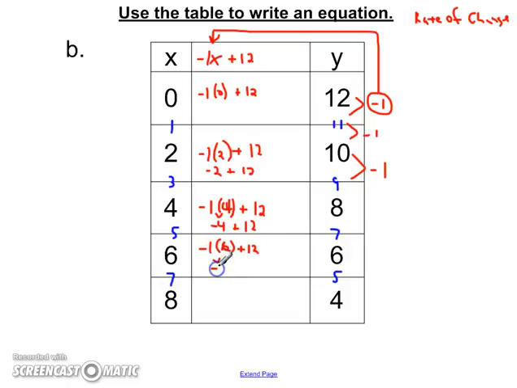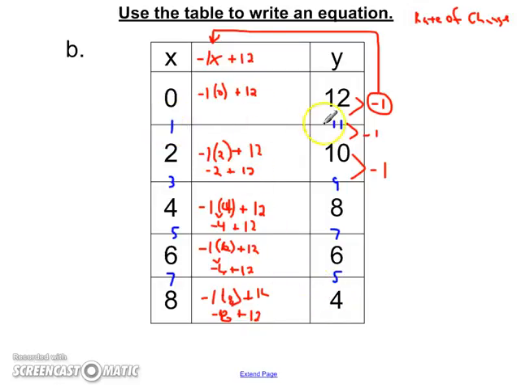Well, this would be negative 6. Is negative 6 plus 12 6? Yes, it is. And negative 1 times 8 plus 12. Okay, so this is negative 8 when I do my multiplication. Negative 8 plus 12 is 4. Okay, so that works for it.